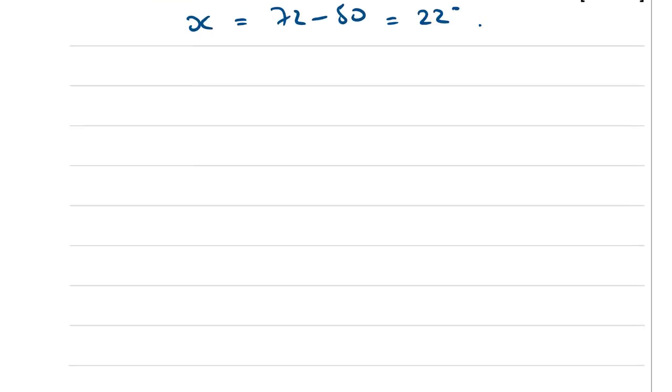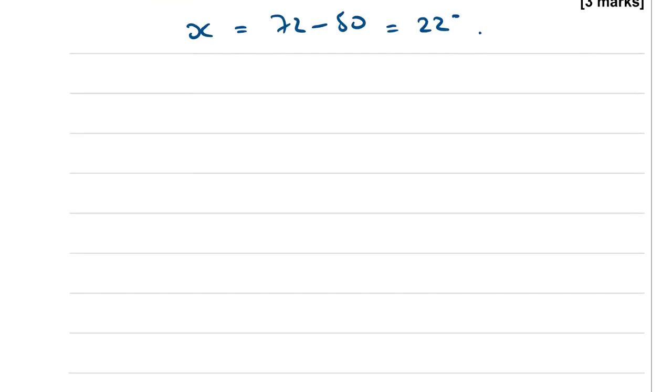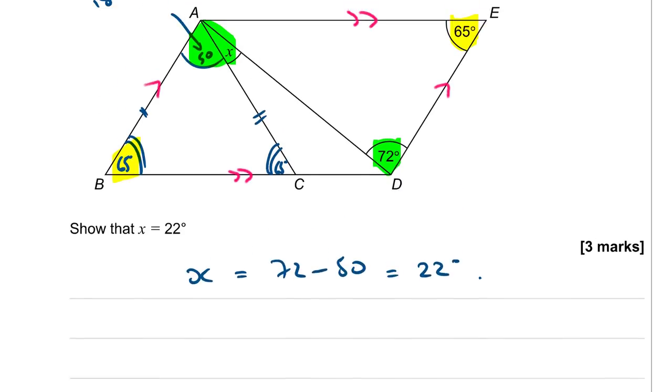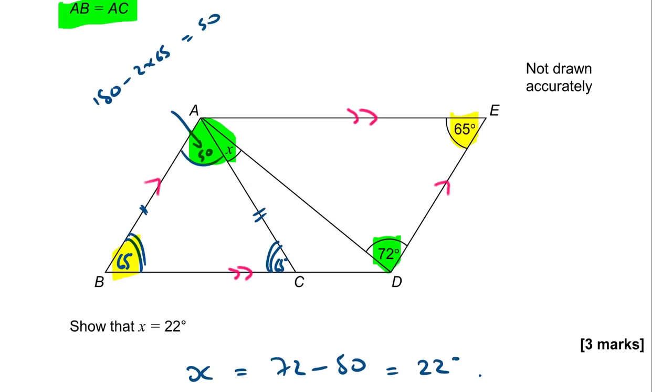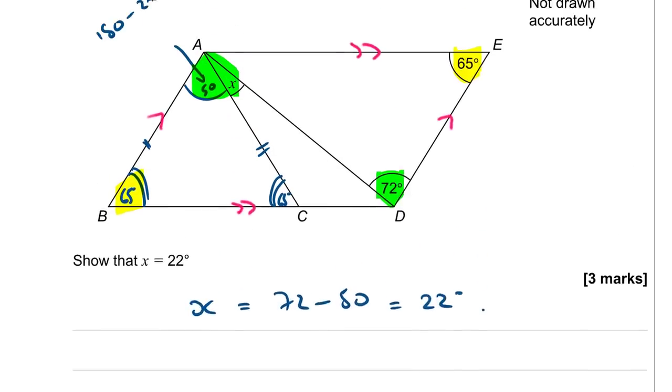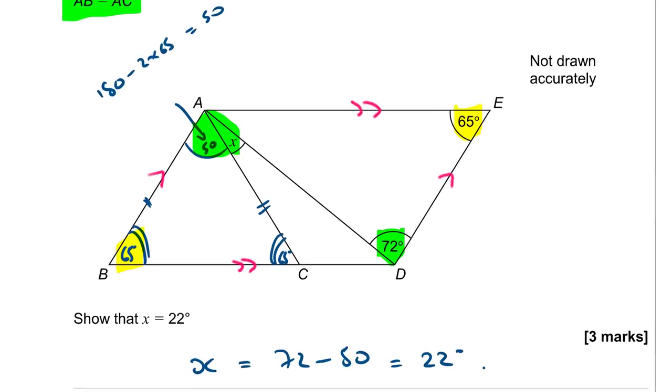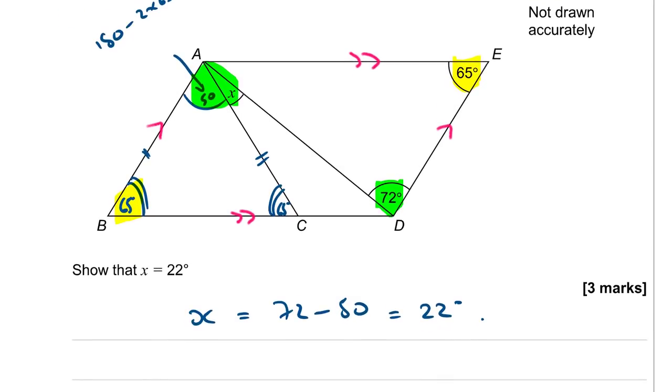Now, there's lots of space for writing down here, but unless it's a prove that question, I would say it's just as easy to work out your workings on the diagram rather than writing it down here. It's a bit different if it does say prove that, because you have to actually state the reasons why things are what they are.